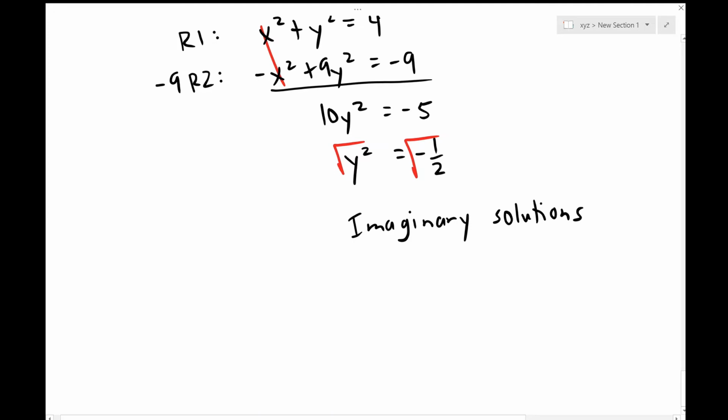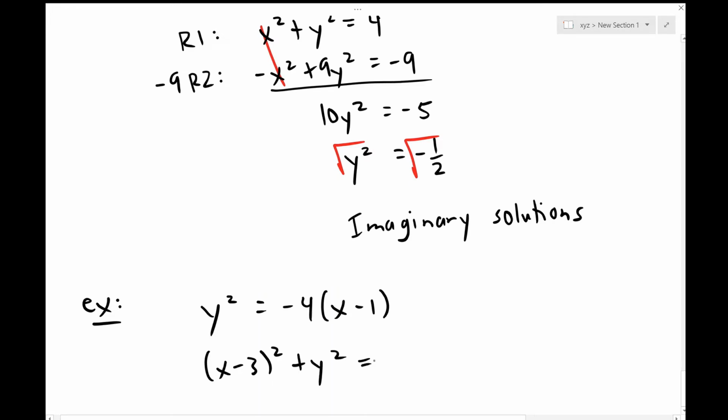Anyway, let's go ahead and take a look at some other examples like this. What if I had the system, let's say y squared is equal to negative 4 times x minus 1, and let's look at x minus 3 squared plus y squared equals 4.